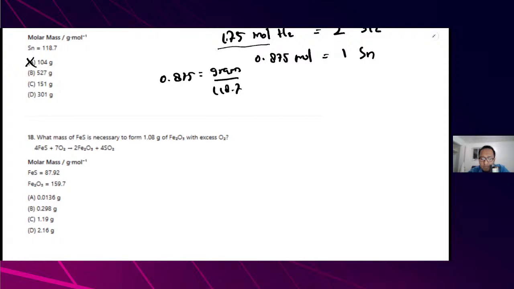What mass of FeS is necessary? Okay, so what mass of this compound is necessary to form 1.08 gram of Fe2O3 with excess O2. The question is what mass of FeS is necessary to form this one. So how to tackle this problem is pretty easy. As long as... okay, we're gonna pause first.